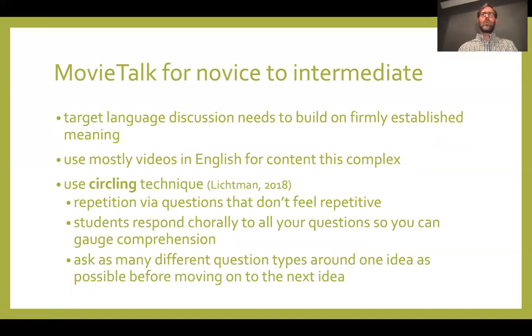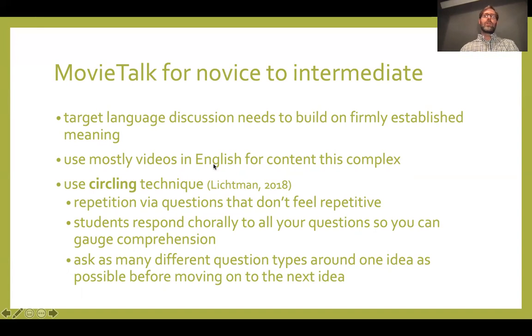The hardest trick for nonfiction videos is how do you make them work for novice and intermediate levels? Movie talk with novice students that are silly or engaging animated short movies, it's easy. It's very easy, right, to keep them engaged. It's more challenging with nonfiction videos, obviously. So what do we do? We need to build on firmly established meaning in order to engage them in a nonfiction video with complex ideas. That means using mostly videos in English for content that's as complex as environmental issues and community organizing, right?